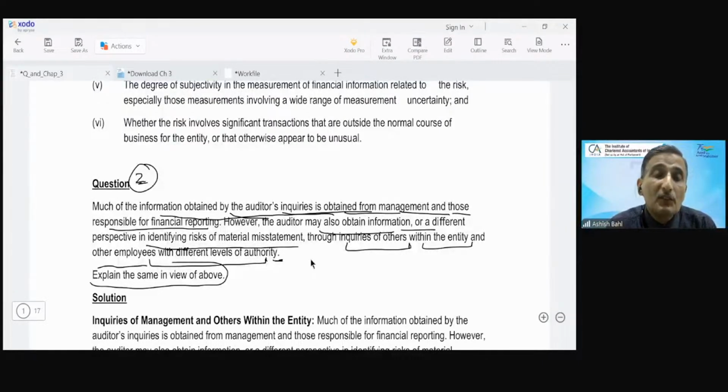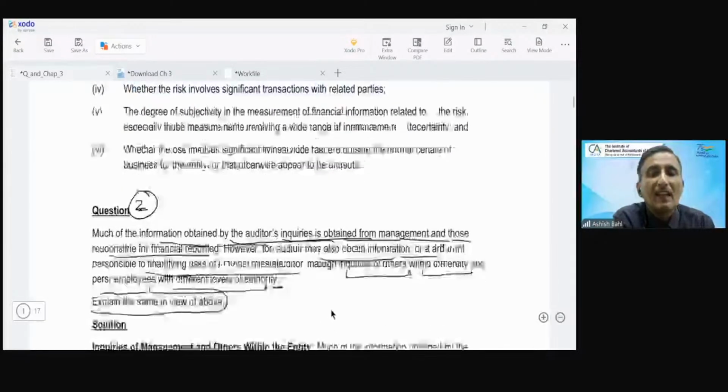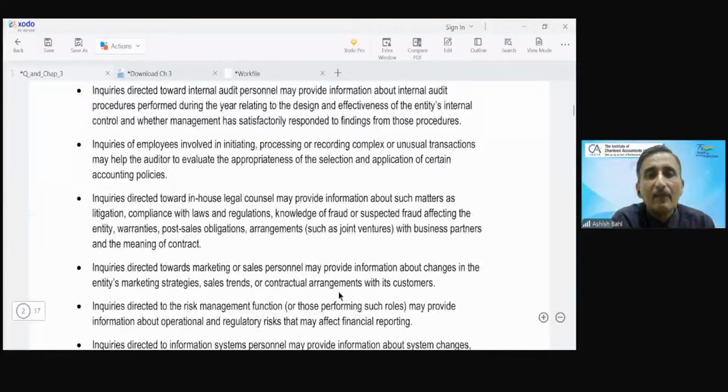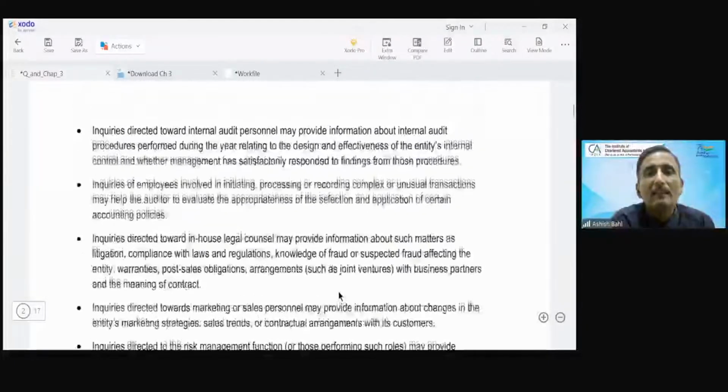Inquiries toward marketing personnel to know about the orders position and sales position. Inquiries towards the IT people also. So these are kinds of inquiries. So obviously there are 4 or 5 categories which are described in the relevant essay. So you have to write all this.